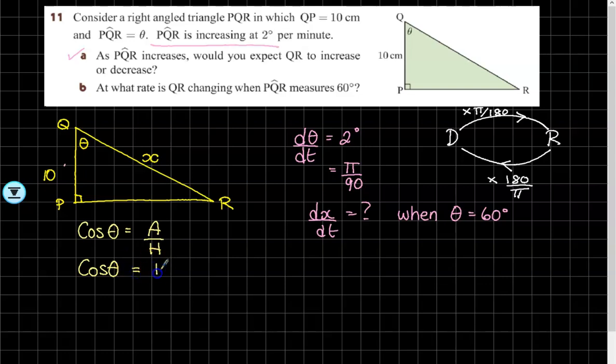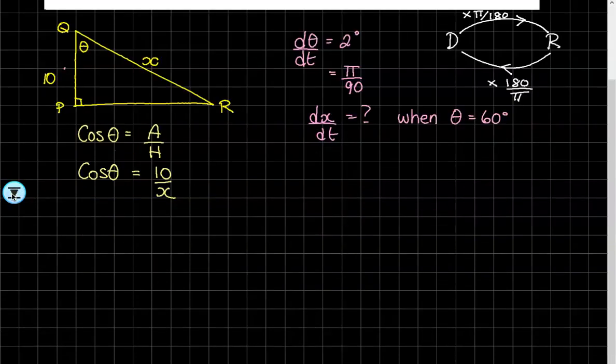So that's 10 over x. Can I put that as x to the minus 1? So this now becomes cos theta equals 10x to the minus 1, and we have to differentiate. So what is our derivative of cos theta? Negative sine, good. I differentiated with respect to theta, so d theta by dt.